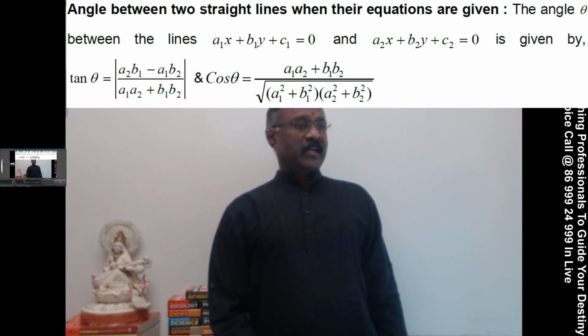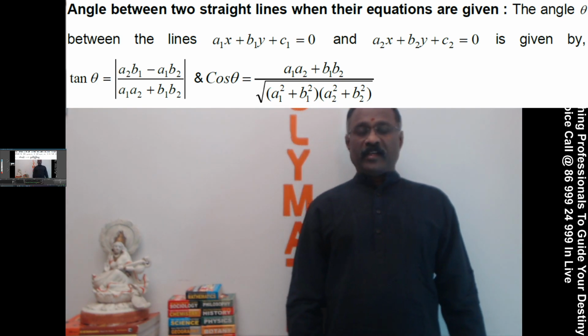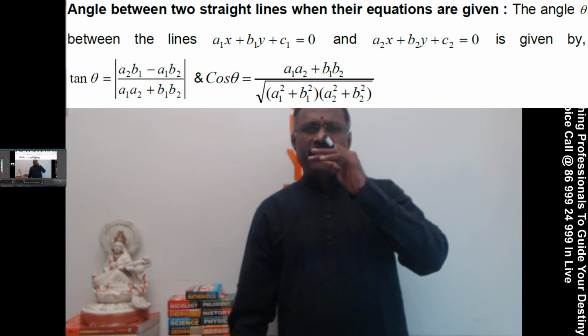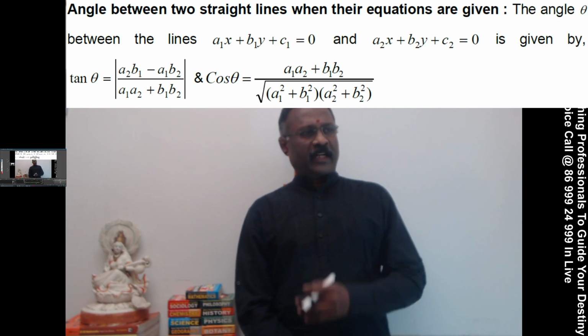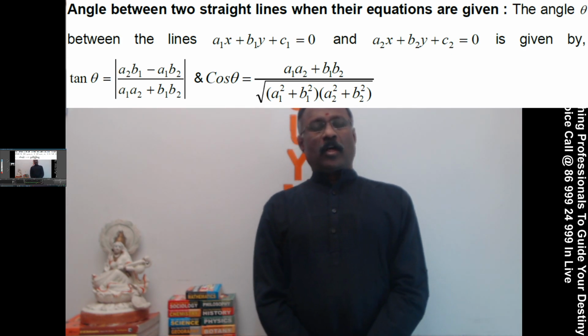Right. Now, this is cos theta is equal to a1 a2 plus b1 b2 by root over a1 square plus b1 square into a2 square plus b2 square. I'll give you a very simple derivation for this one if you know vector algebra dot product.